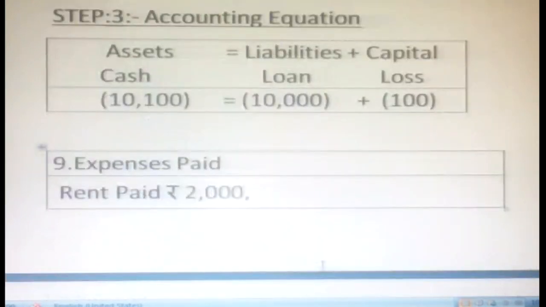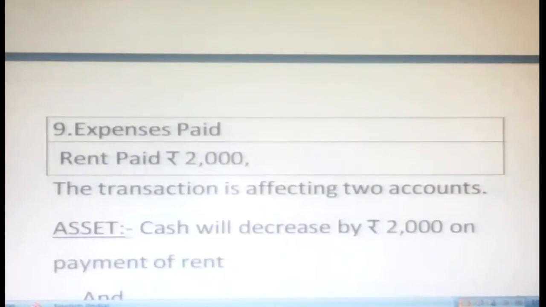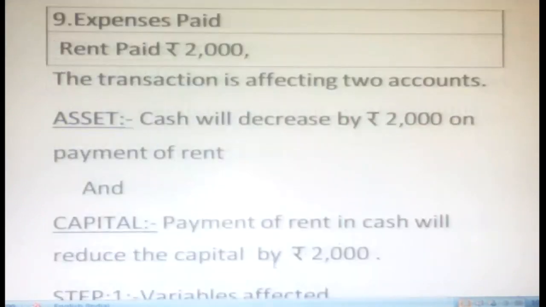Then here, suppose an expense is paid. See here, one of the situations: rent paid 2,000. So the transaction is affecting 2 accounts. One is asset, in the form of cash. Cash will decrease by 2,000 on payment of rent. Similarly capital. Expenses we show in capital, so payment of rent in cash will reduce the capital by how much? 2000. That's the discussion here.